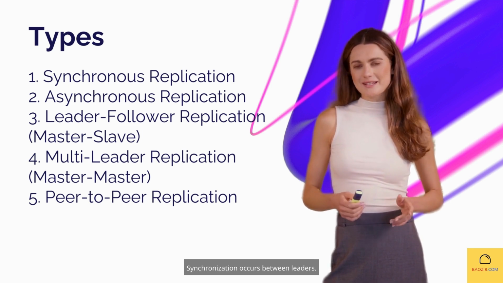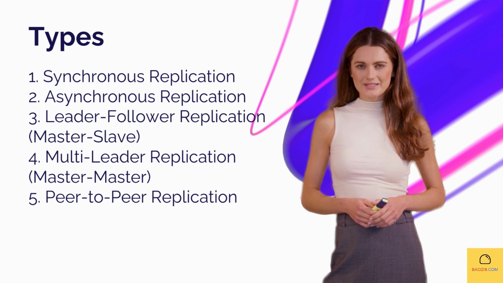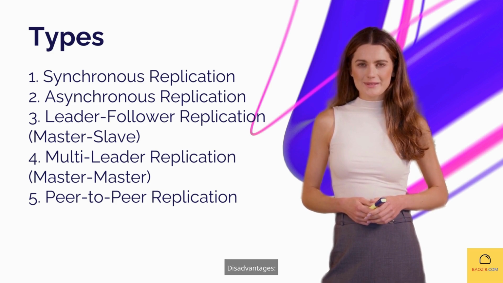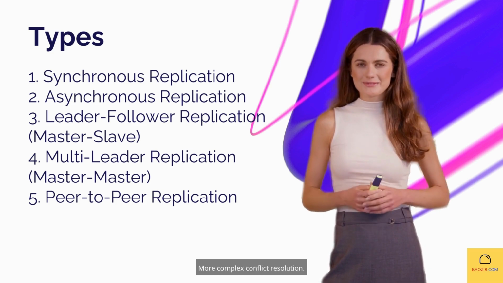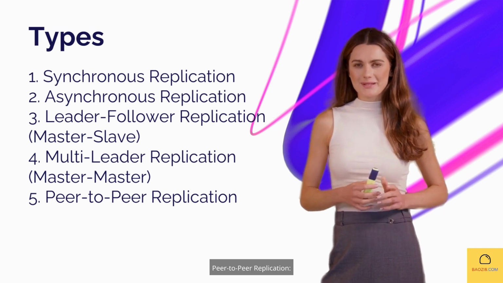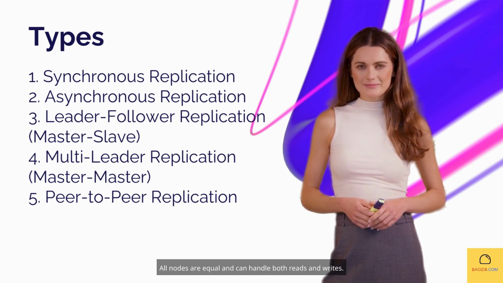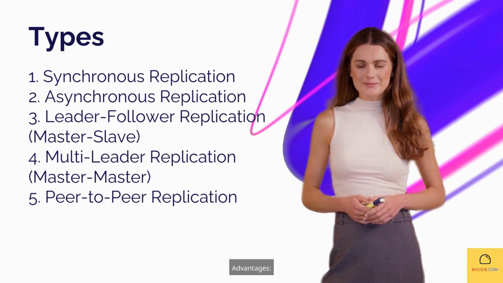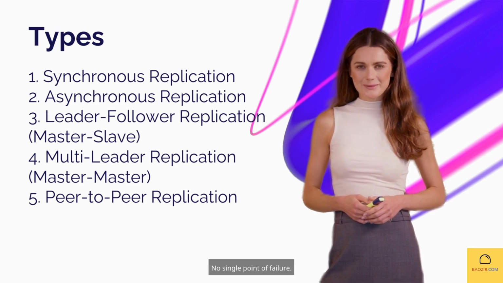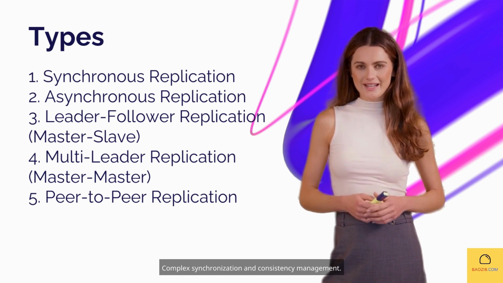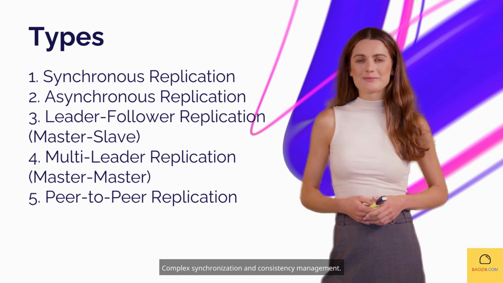4. Multi-leader replication. Master-master. Multiple nodes can accept write operations. Synchronization occurs between leaders. Advantages. High availability and fault tolerance. Disadvantages. More complex conflict resolution. 5. Peer-to-peer replication. All nodes are equal and can handle both reads and writes. Advantages. No single point of failure. Disadvantages. Complex synchronization and consistency management.